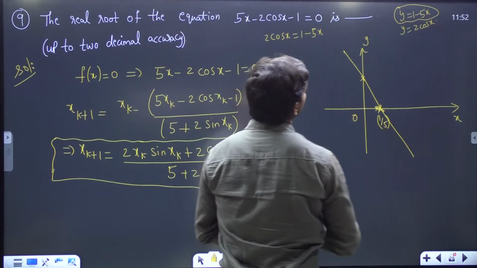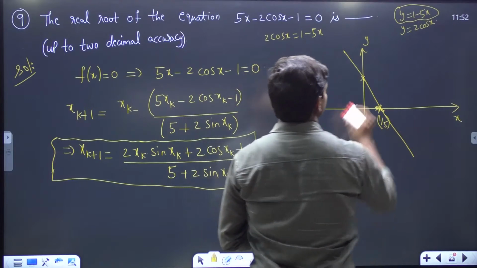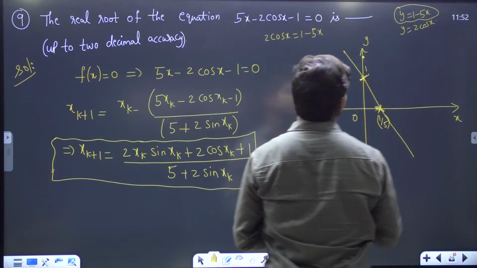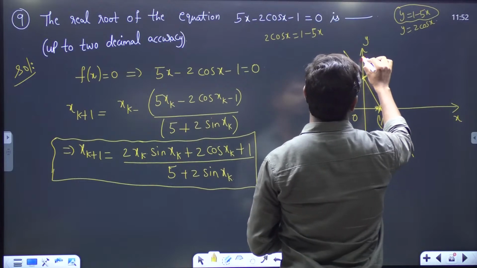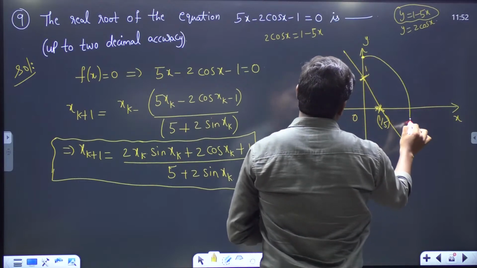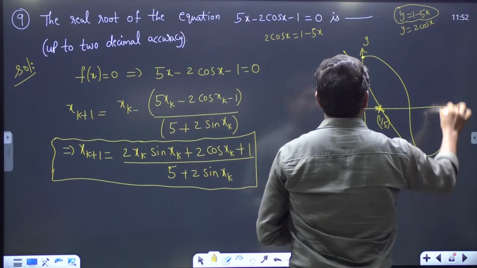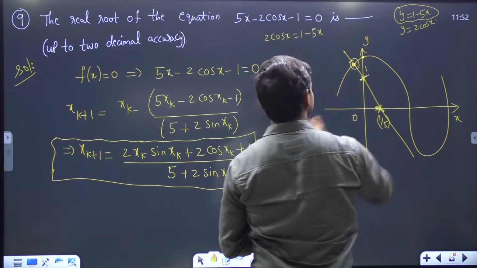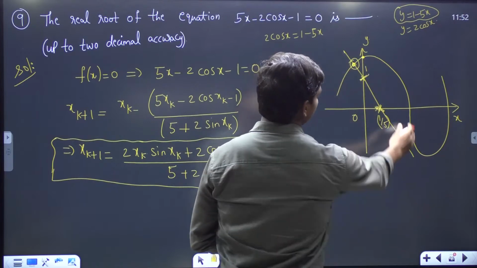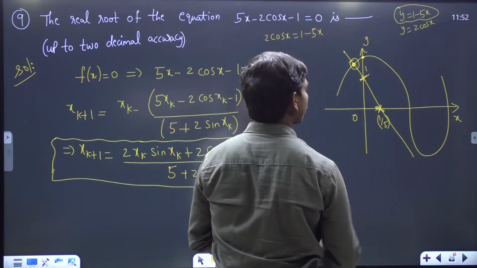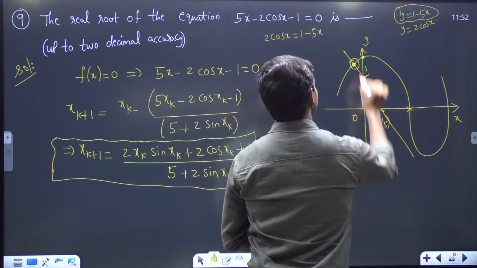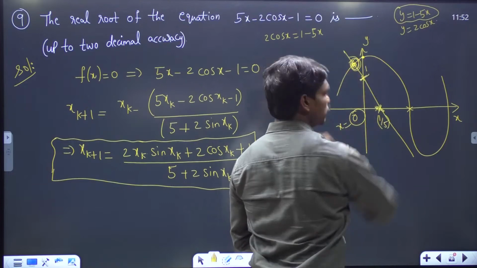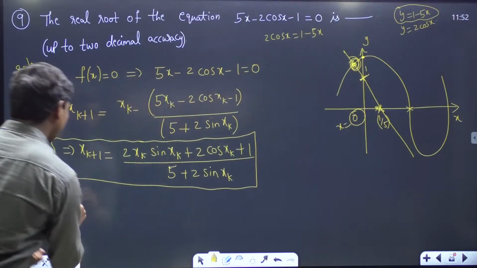Next, y equal to 2 cos x. This value is actually 1. So 2 cos x means the curve comes something like this from here, and it intersects the line here. y equal to 2 cos x, correct? Because this curve will already decline when compared to pi and all. So let us take x equal to 0 as the initial guess, because we don't know the exact value where it's meeting. So let x naught be equal to 0.